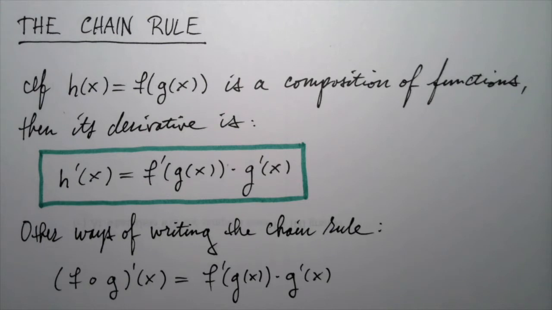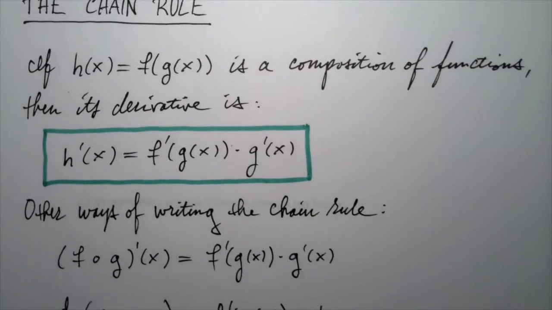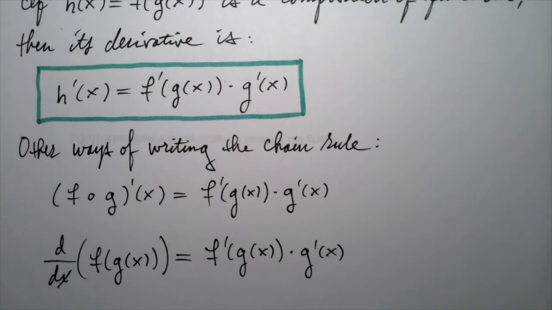So before we get to that, here are some other ways of writing the chain rule. First of all, I can use the circle notation for composition. This is the same thing as h, it just means compose f and g. So I'm saying the derivative of that composition is again f prime of g of x times g prime of x. I can rewrite that again in a slightly different way like this.